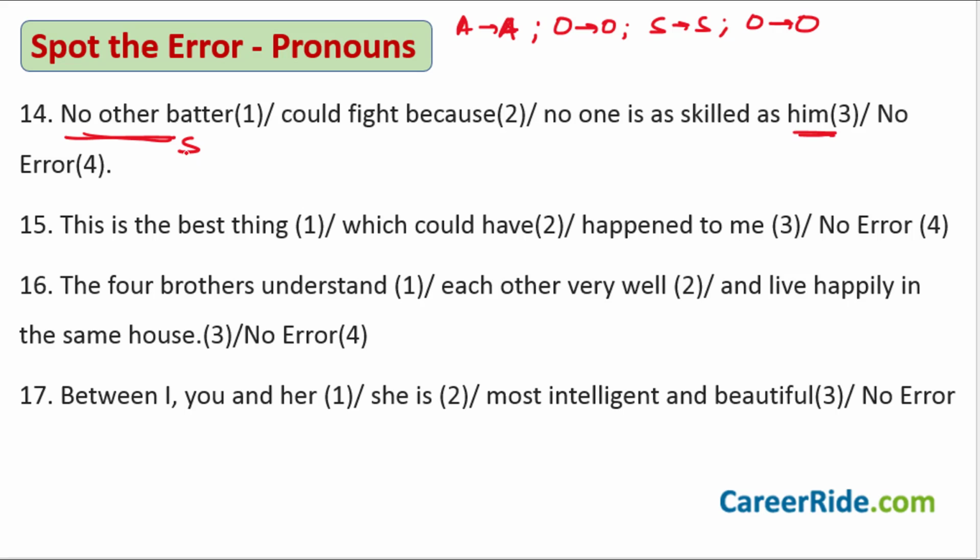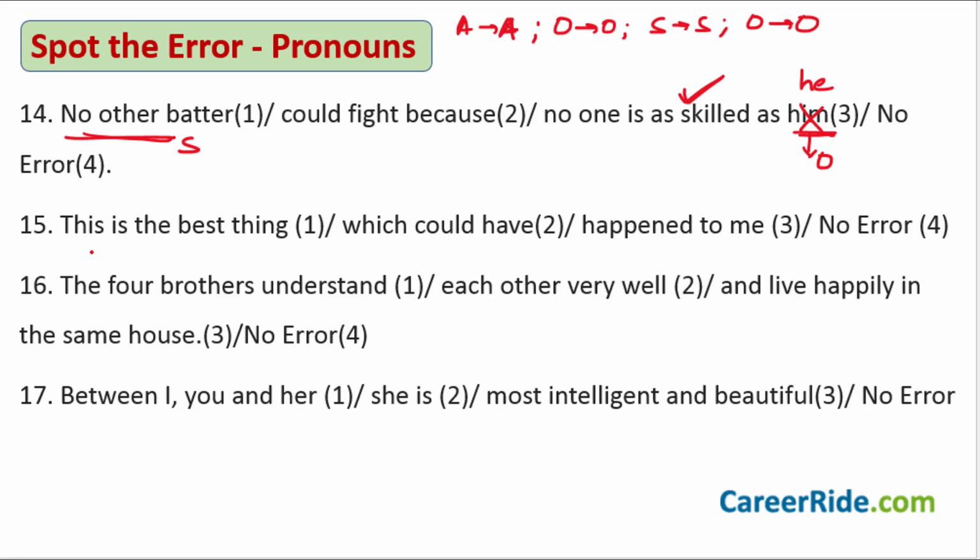No other batter is what? This is a subject. So it can be compared only with a subject. While "him", what is this? This is an objective case. So we require a subjective case. Subjective case is what? "He". No other batter could fight because no one is as skilled as he, is what you would say. And the third part of the sentence has got a mistake in it.